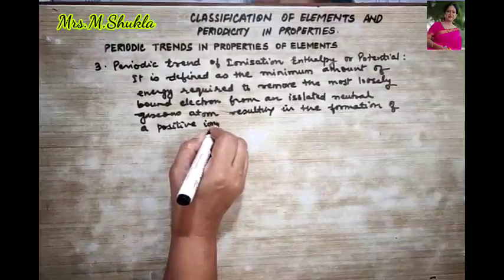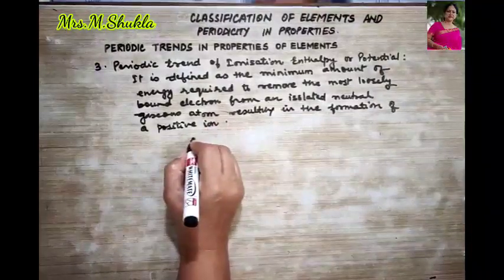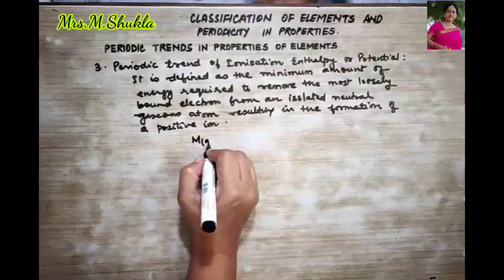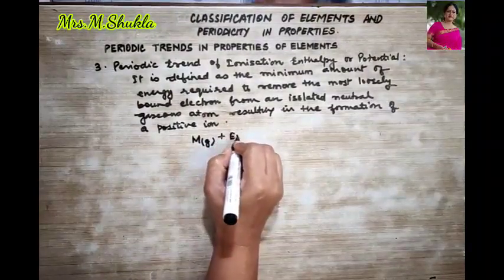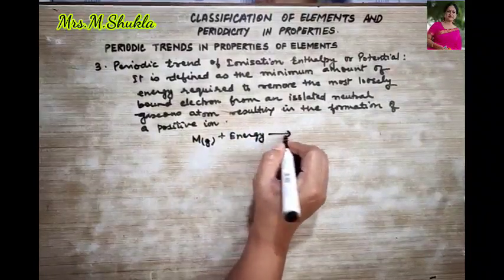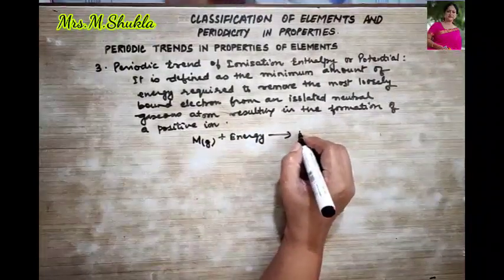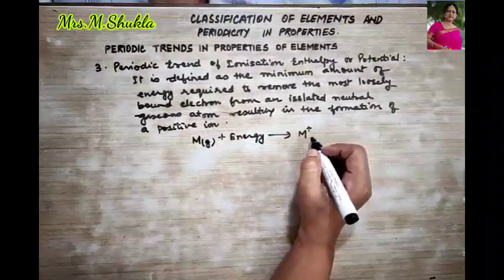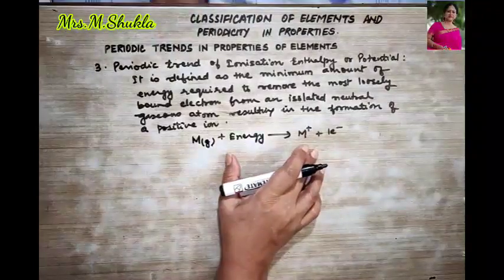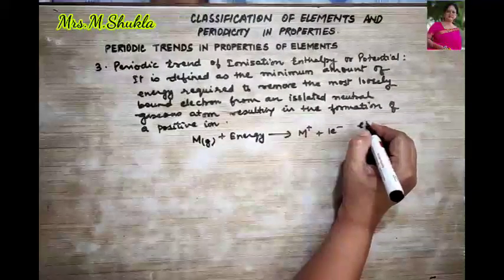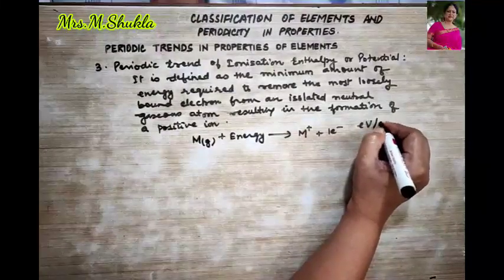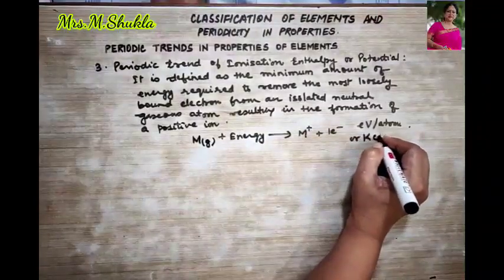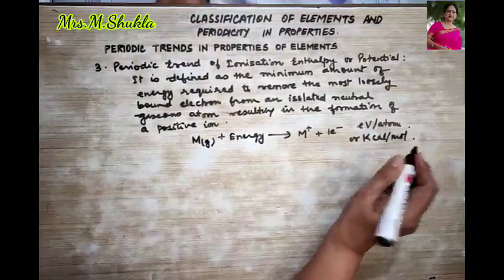positive ion, right? Over here, that is, if this is the isolated neutral gaseous atom, right, it needs energy, okay, and then it gives away the electron to form a cation or a positive ion. Is that clear? And this is always expressed in electron volt per atom, right? Or it can also be in kilocalories per mole, right?